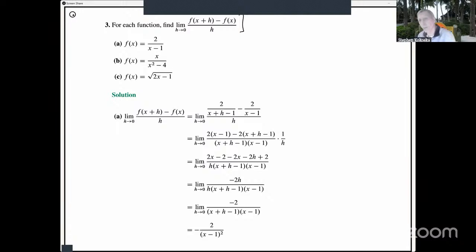I won't go through every single step here, Curtis, but I think in each one of these problems, there is a different sort of problem-solving technique that is important for us. So the first one is 2 divided by x minus 1. So here's the expression I want to evaluate. In this first step, I'm simply going to evaluate f at x plus h, evaluate f at x, divide by h, and see what I need to do here.